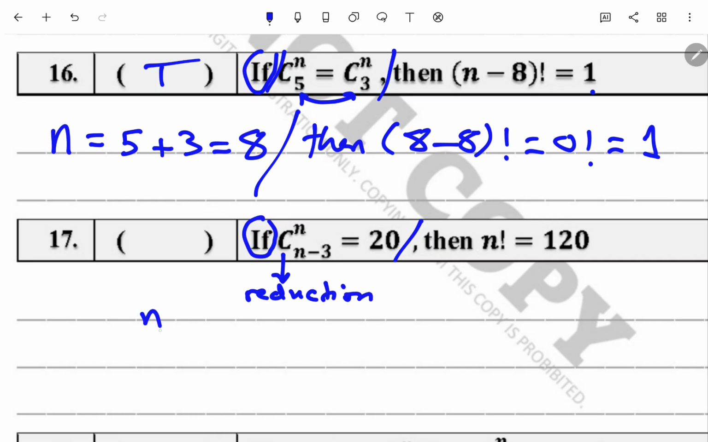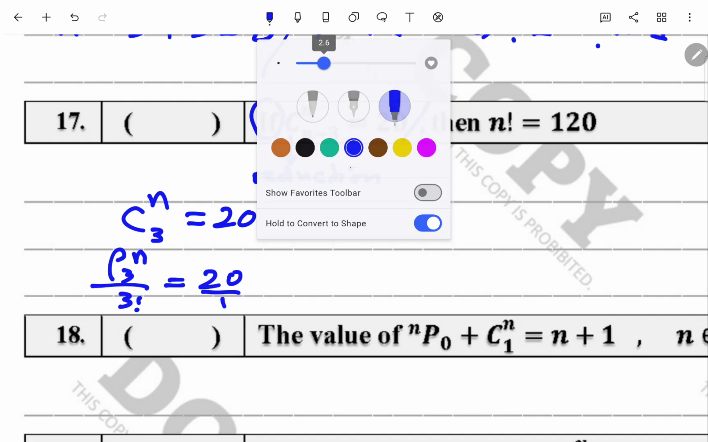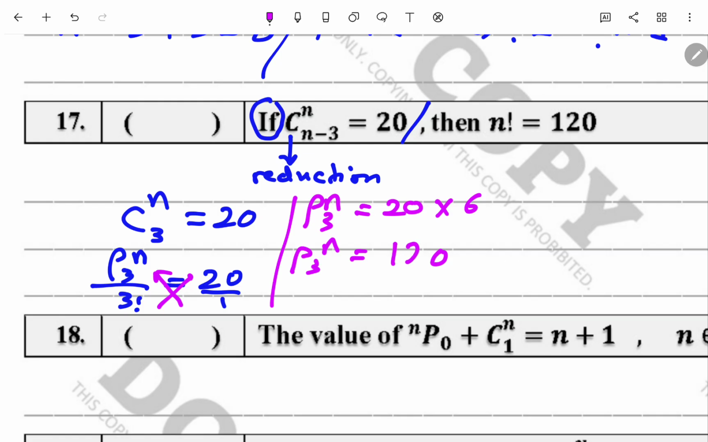Like this, n combination 3 will give you 20. Return it back to permutation: n permutation 3 divided by 3 factorial equals 20. Make it over 1 and make cross multiplication. You can get n permutation 3 equals 20 times 6, which is 120.